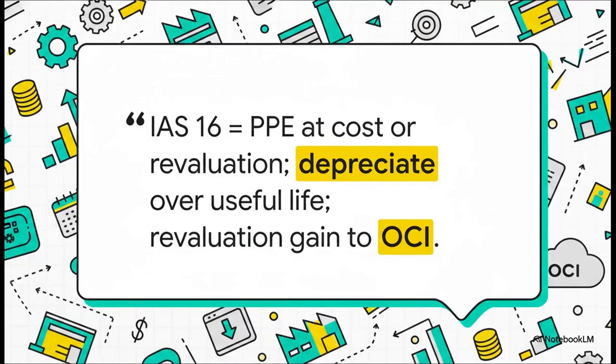Here is your IAS 16 one-line summary. PPE at cost or revaluation. Depreciate over useful life, revaluation gain to OCI. Consolidate your understanding of physical assets right around this single powerful sentence.